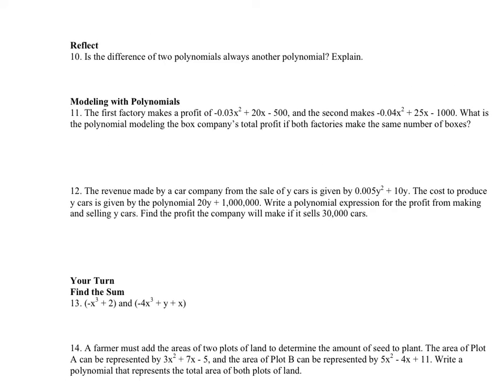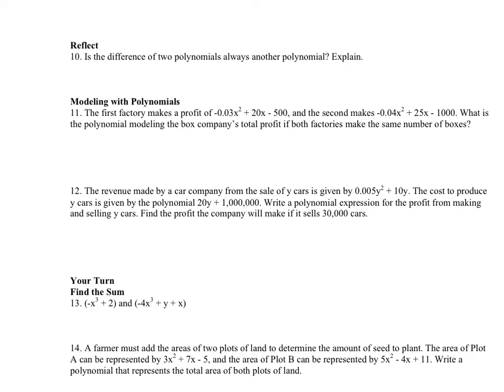All right, so a little reflection here. Is the difference of two polynomials always another polynomial? Again, have your answers down. We'll discuss it when we come back into class. All right, so modeling here. The first factory makes a profit of negative 0.03x squared plus 20x minus 500. And the second makes negative 0.04x squared plus 25x minus 1,000. What is the polynomial modeling the box company's total profit if both factories make the same number of boxes?